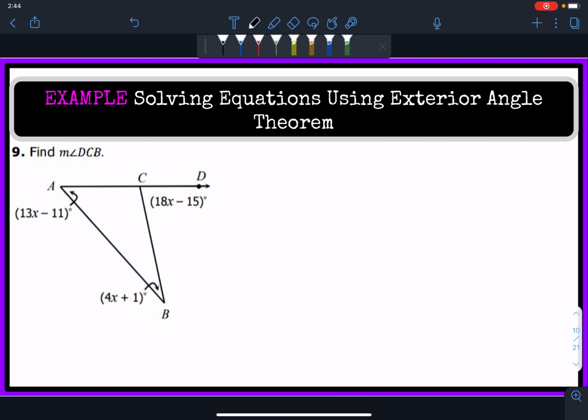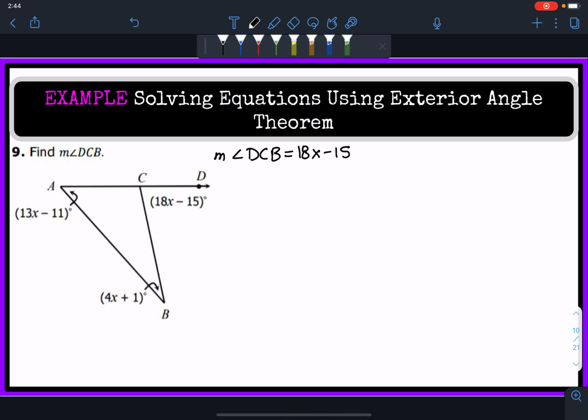Now, on our final example, we're going to use the exterior angle theorem to solve an equation and figure out the measurement of angle DCB. Well, let's first find out where DCB is. From point D to point C to point B, DCB, that's this angle right here. And that has this measurement of 18x minus 15. So let me write that down. Angle DCB is equal to 18x minus 15.